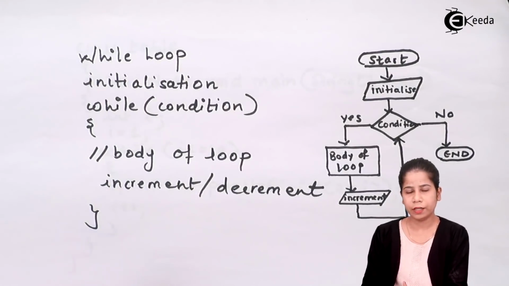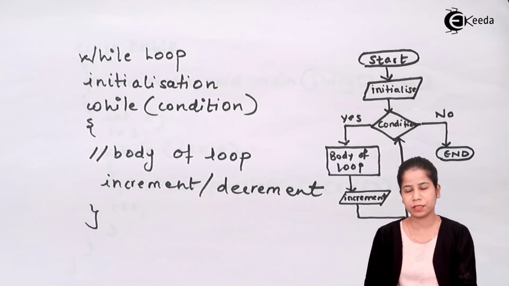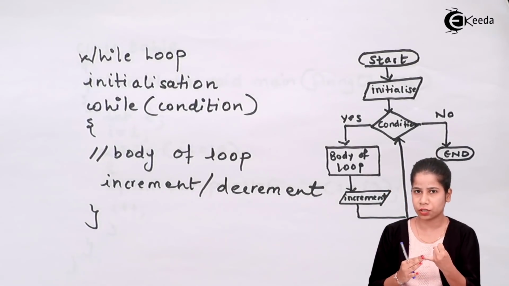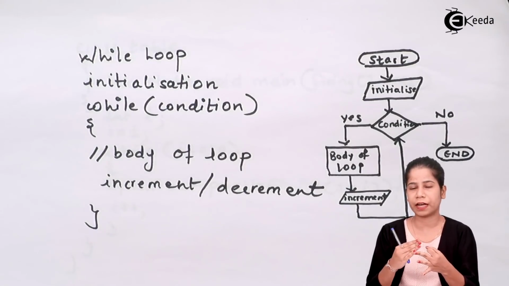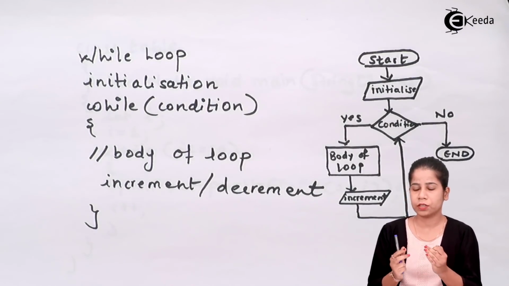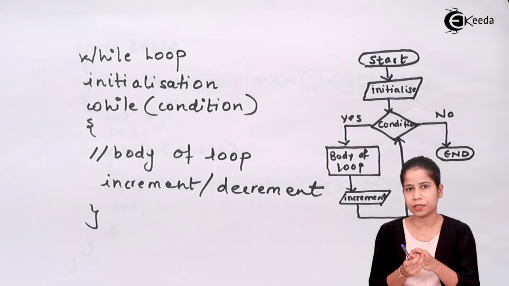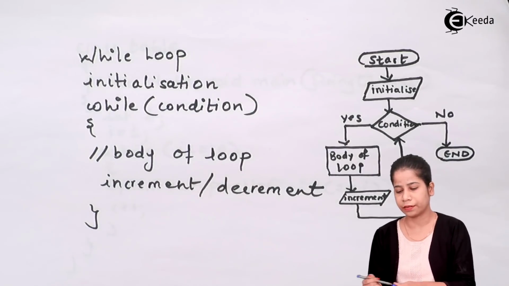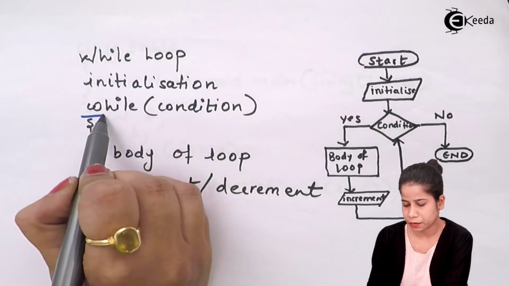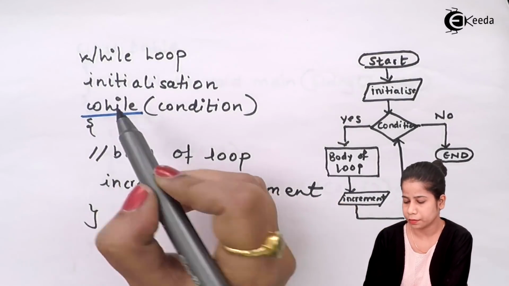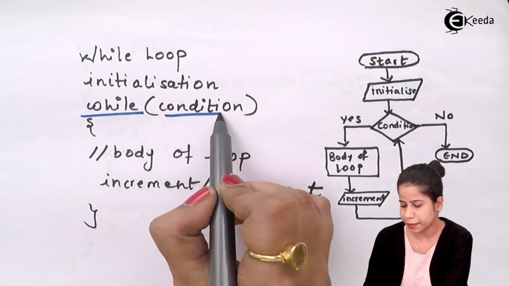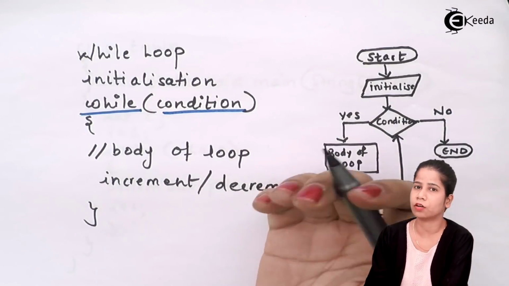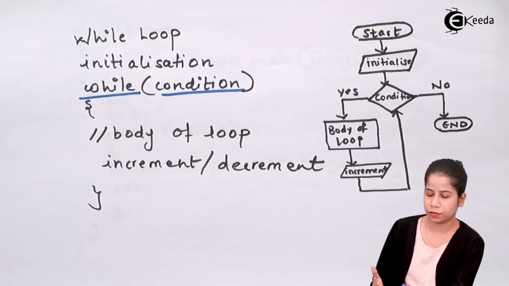The while loop, like any iteration statement, consists of three things. First is the initialization, then we have the condition, and then we have the increment or decrement. These are the three parts which any loop has. This is the way we can write the while loop. While is a keyword, then you have to provide the condition, which we can form by using relational operators and logical operators.